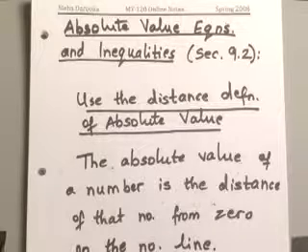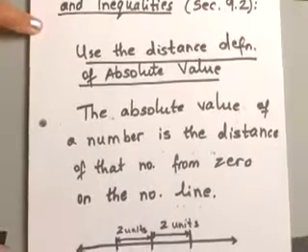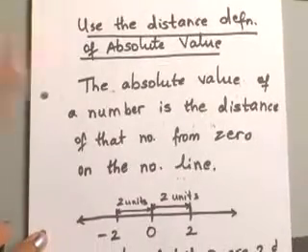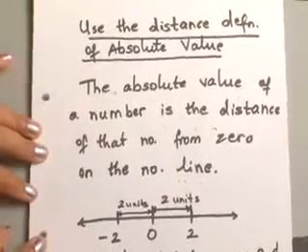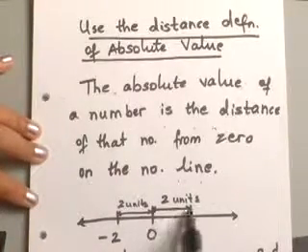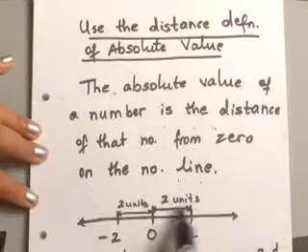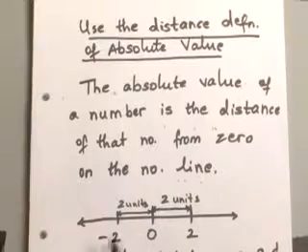Okay, that's your definition. The absolute value of a number is the distance of that number from 0 on the number line. So let's say we have these two numbers, positive 2 and negative 2. If you look at the graph, you will see that you have 0 in the middle. Positive 2 is 2 units from 0, so that's your distance right over there. Same thing happens with negative 2.